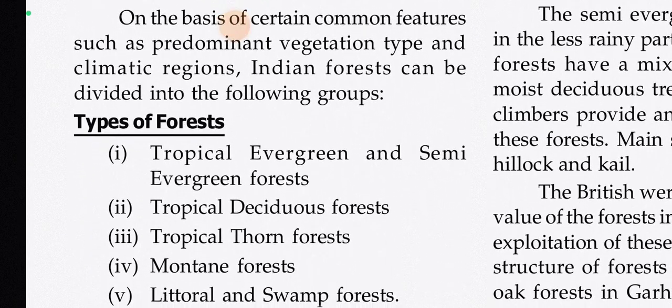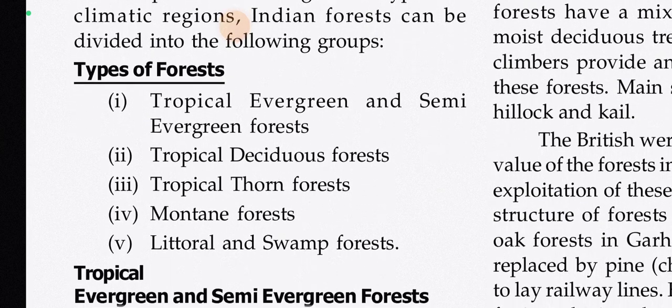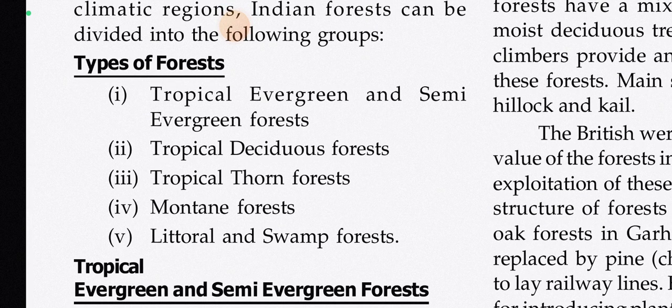On the basis of certain common features such as predominant vegetation type and climatic regions, Indian forests can be divided into following groups. What are they? Tropical evergreen and semi-evergreen forest, tropical deciduous forest, tropical thorn forests, mountain forests, littoral and swamp forests. So these are the groups that we can divide Indian vegetation.